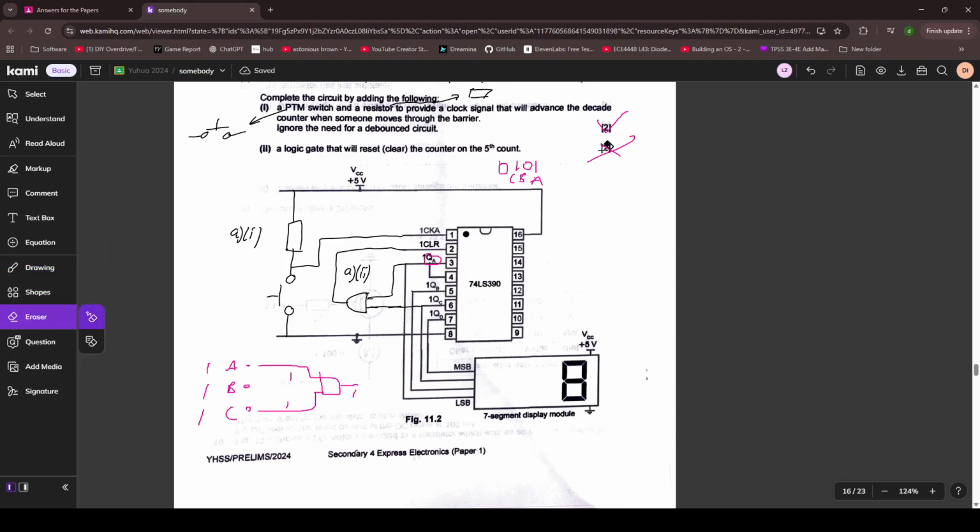Oh, one step ahead, man. This guy definitely copied the answer key. So, this is right. Wow, I'm stupid. I was too quick to judge.